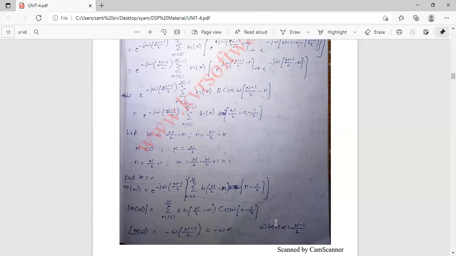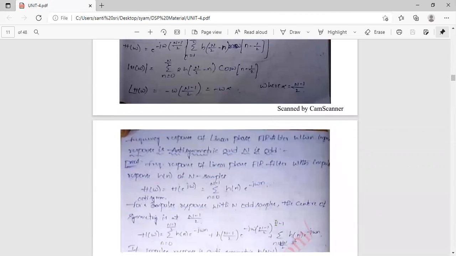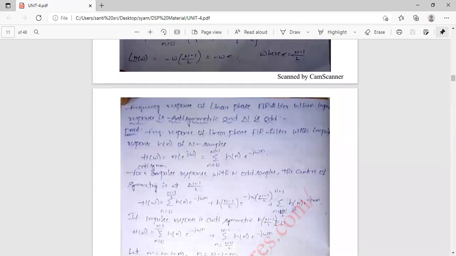This can be written as sigma n equal to 1 to N/2 of 2 into h(N/2 minus n) into cos omega (n minus 1/2). So that is the magnitude, and the phase angle is minus omega into (N minus 1)/2. That is minus omega alpha, where alpha is (N minus 1)/2. So that is for N even and symmetric. The magnitude and phase angles are like that.